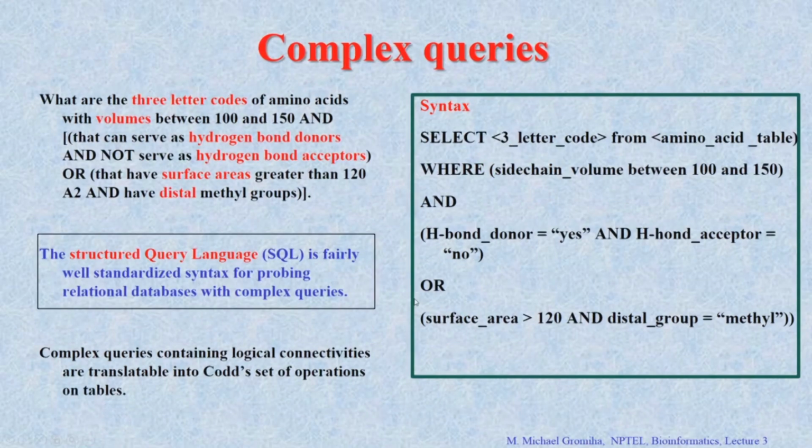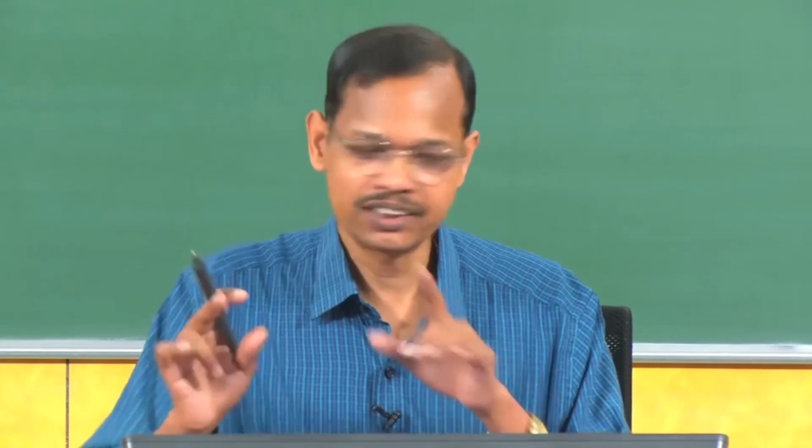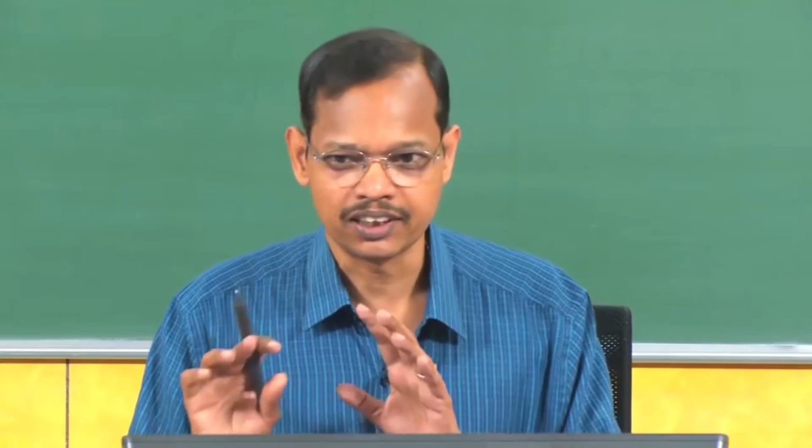Now what will happen if you go through complex queries? For example, you have to get the 3-letter code, okay, that is fine, with volume between 100 and 150. Second, that can serve as hydrogen donors and not hydrogen acceptors, or they have surface areas greater than 120 and the distal methyl groups. It is very complicated. So we cannot easily look at the tables and then get the data.